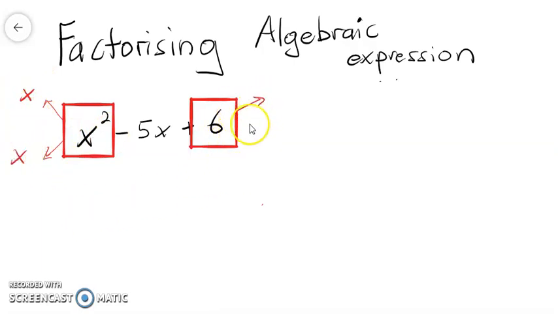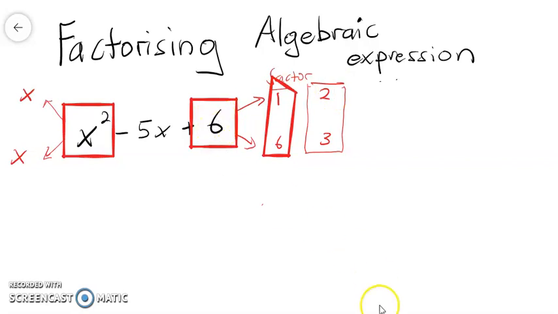Here, let me write it here, factor. The factors of 6 can be 1 and 6, this is a pair, or we can use 2 and 3. These are the only factors for 6.